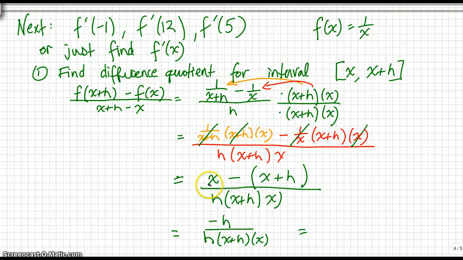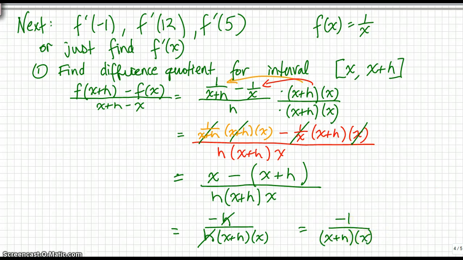So finish up that algebra on your own, and then come back here and note that I'm left with x minus x plus h, all over h times x plus h times x. And that's going to leave me with minus h over h times x plus h times x on the bottom. When I cancel out those h's, because h over h is just 1, I'll be left with negative 1 over x plus h times x.